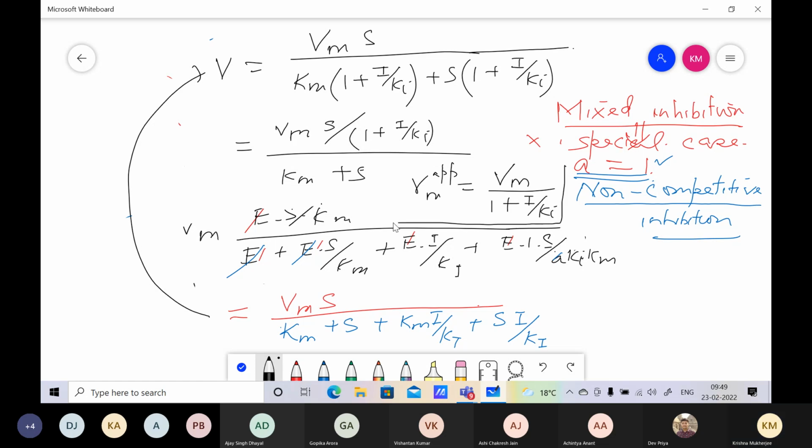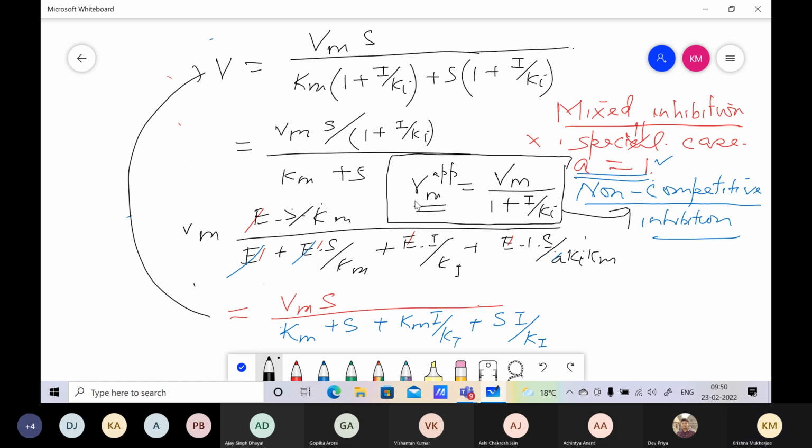So really, Vm apparent is equal to Vm upon 1 plus I by Ki. So notice that only Vm apparent changes. When you have non-competitive inhibition, there is no change in Km. Earlier we had a change in Km only. Second, we had a change in Vm and Km, but they were proportional. And now with non-competitive inhibition, there is a nice symmetry about it. Only Vm changes. Vm falls, but Km does not change. Km remains the same.